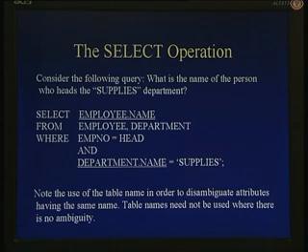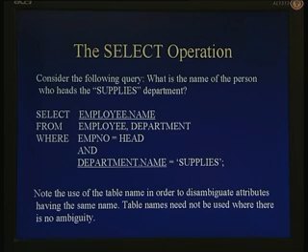Okay. And also note the use of the table name in order to disambiguate attributes having the same name. Now even the employee table, in the definition of the employee table, the name of the employee is specified by an attribute called name. In the same way, in the department table, the name of the department is also dereferenced by an attribute called name.